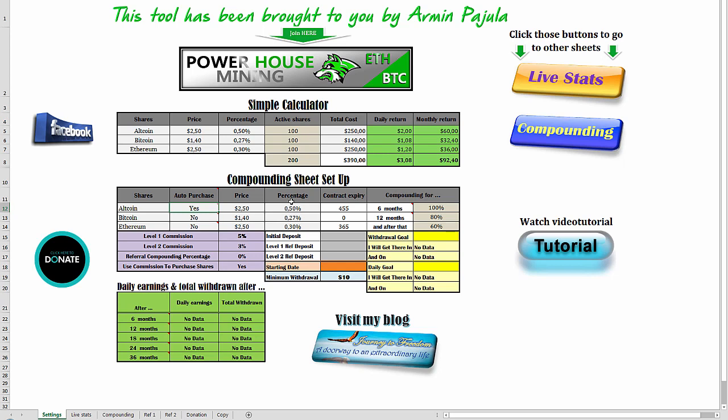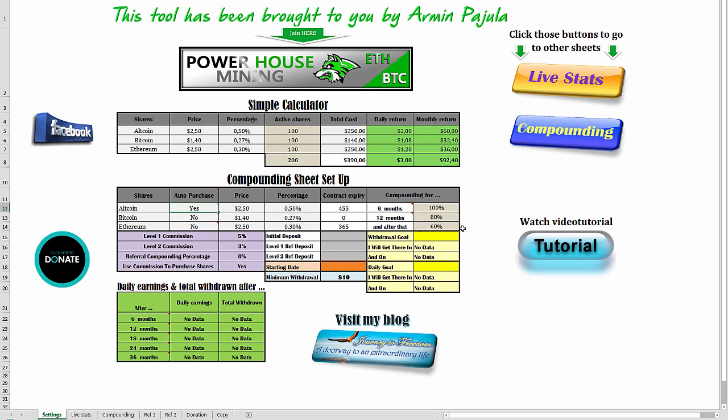And like I already said, currently those are the latest percentages I have got with those contracts. Here you can write a contract expiry, so how long it takes for the contract to expire. With Ethereum it's 1 year, and with altcoin it's 15 months. So you have to write the days here, how many days it takes for this contract to expire.